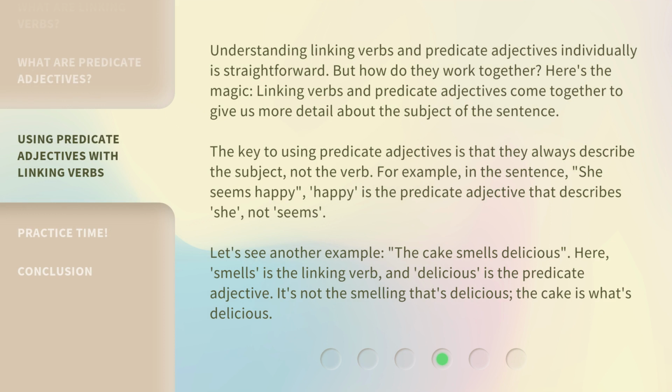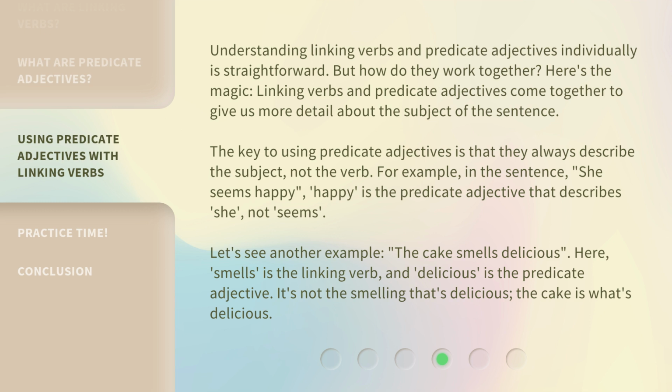Understanding linking verbs and predicate adjectives individually is straightforward. But how do they work together? Here's the magic. Linking verbs and predicate adjectives come together to give us more detail about the subject of the sentence. The key to using predicate adjectives is that they always describe the subject, not the verb. For example, in the sentence, "She seems happy," "happy" is the predicate adjective that describes "she," not "seems."